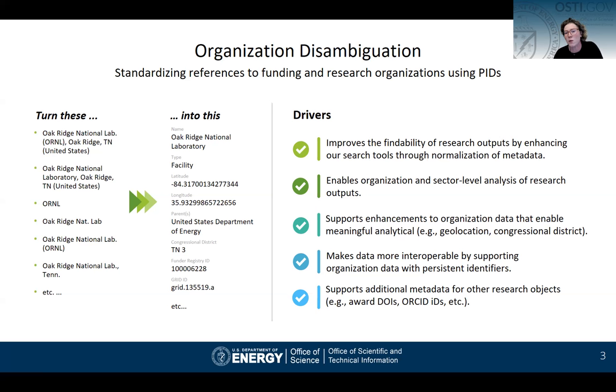This also makes our data more interoperable for other systems and for those who use our data as we support data with persistent identifiers. Again, this just means that we can leverage PIDs for mapping their organization labels with ours. And these efforts also support enriching our research products as we are able to support additional metadata like award DOIs or ORCID IDs.